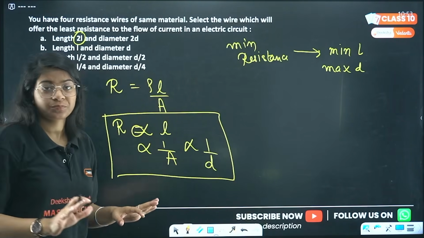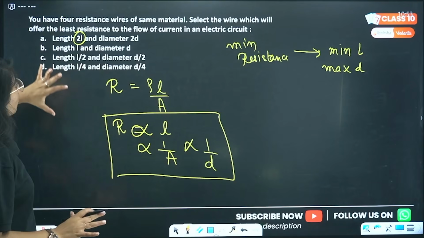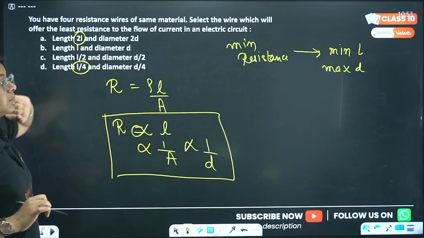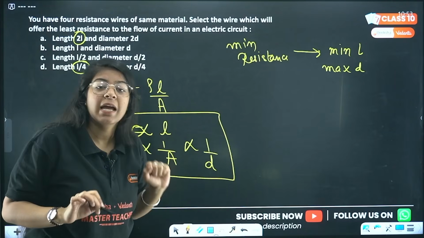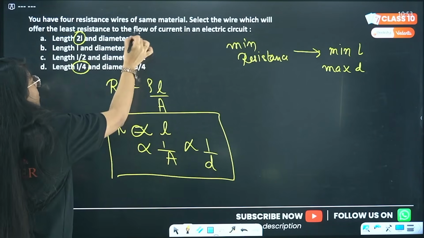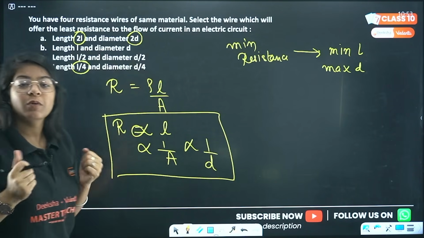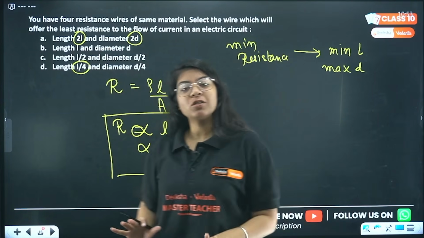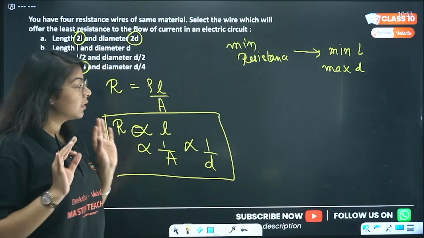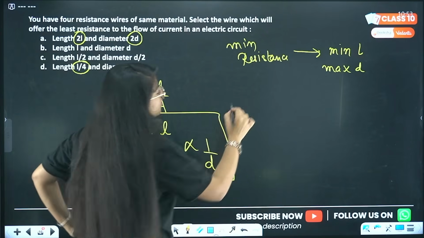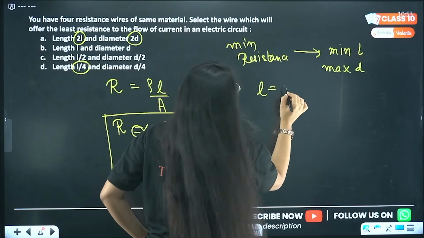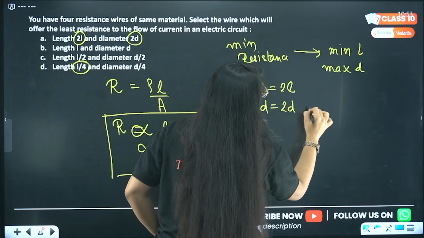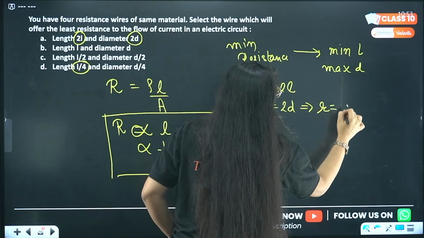That is true. So out of these 4, what is the minimum length? My minimum length is L by 4. But maximum diameter, so it is 2 by 2D. So what will be the answer? You have to solve this, write down the answer in the comment section. Just use the value of L, that is given as 2L, and D as 2D. So R will be what? R will be simply D.